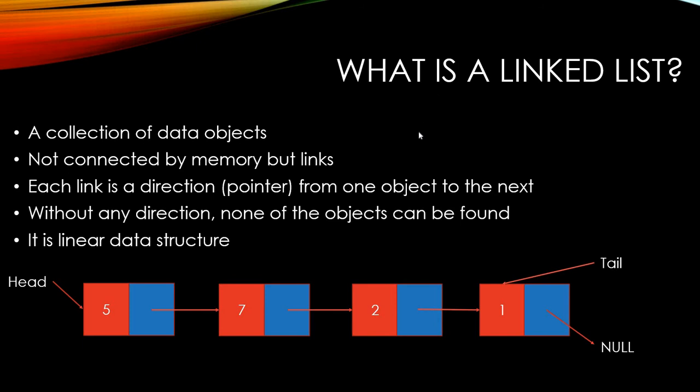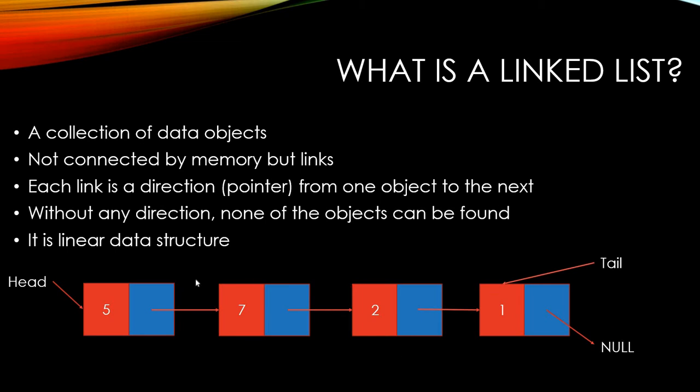So what is a linked list? A linked list is a collection of data objects, right? So assume that you don't know what objects are, but it's something that contains data. So a linked list is a collection of that something which contains data. And they are not connected by memory, but by links, okay?